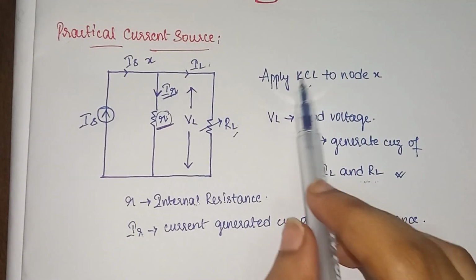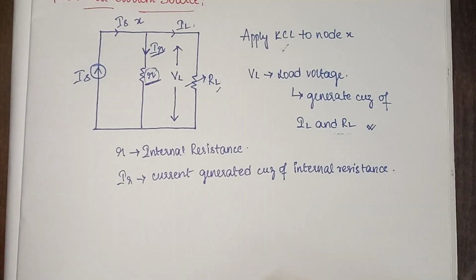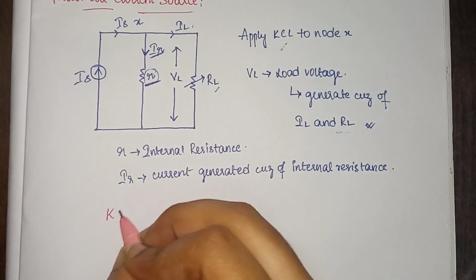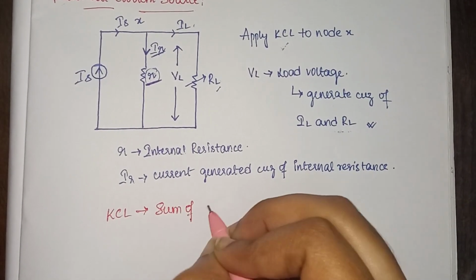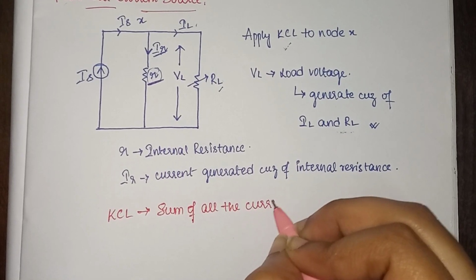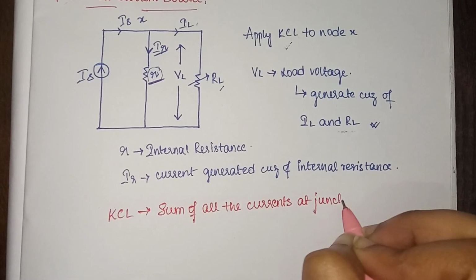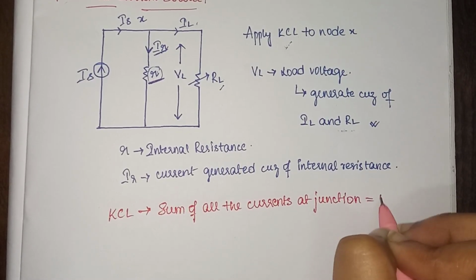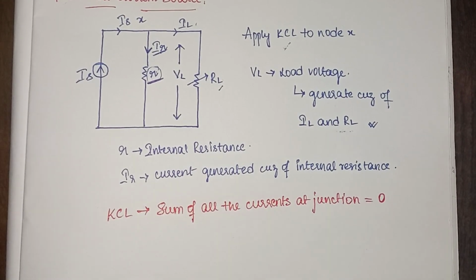So what will happen if we apply KCL? What is KCL all about? KCL is nothing but the sum of all the currents at a junction will be equal to 0. This is nothing but KCL. Now how will you do that?